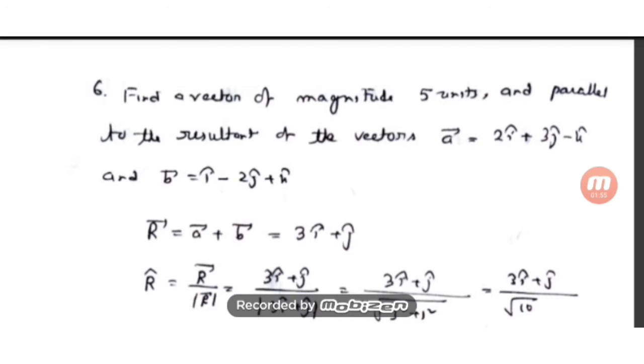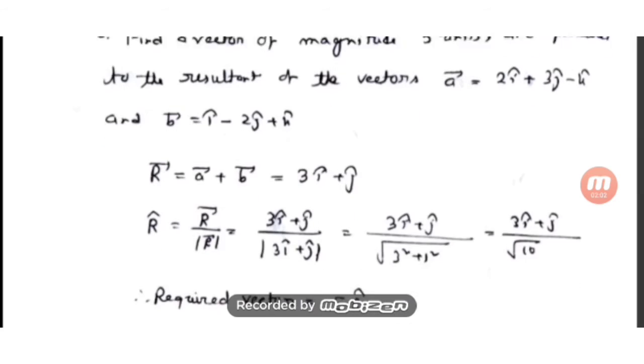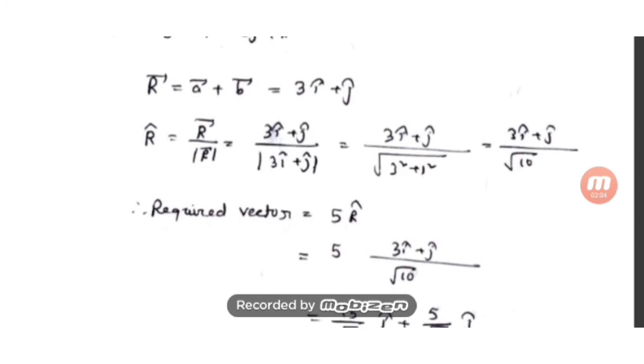You have done this type of question in exercise 10.2 most probably. So let us try to find out the value of r cap. You have learned unit vector. What is the definition of r cap? r bar by modulus of r. So 3 i cap plus j cap, this is your r bar, by magnitude of the same.